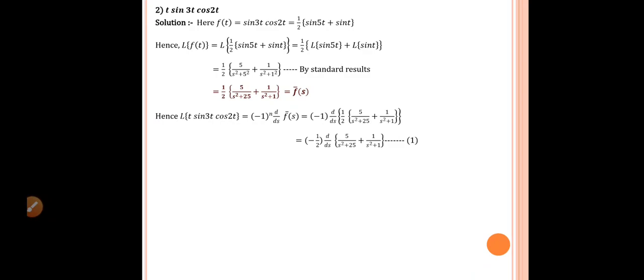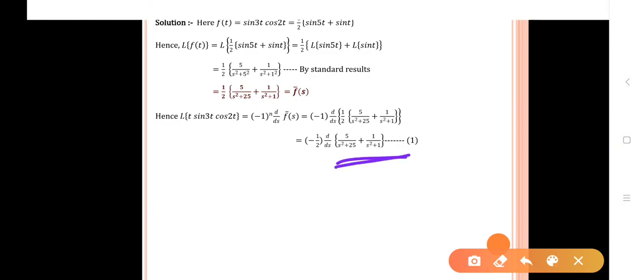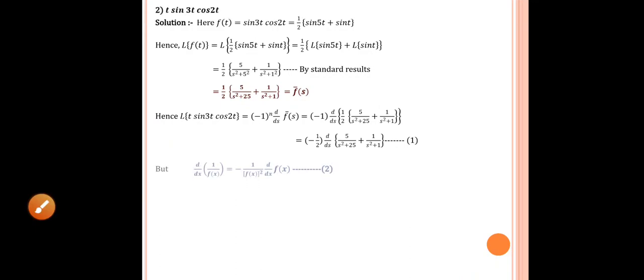Laplace of t sin 3t into cos 2t is equal to minus 1 d by ds of this f bar of s, that is, minus 1 into d by ds of 1 by 2 into bracket 5 upon s square plus 25 plus 1 upon s square plus 1. So here the two terms in the bracket are in the form of 1 upon f of x. So just recall its derivative formula. It is minus 1 upon f of x square into d by dx of f of x.